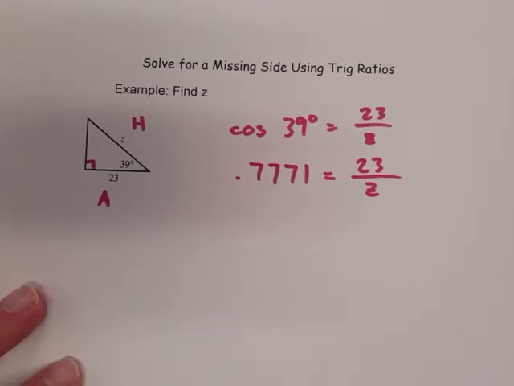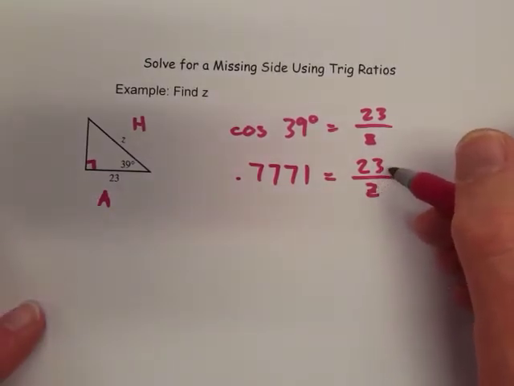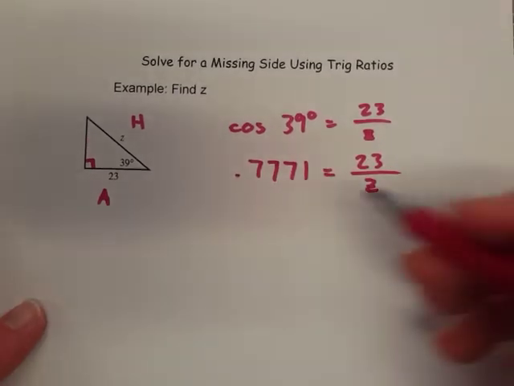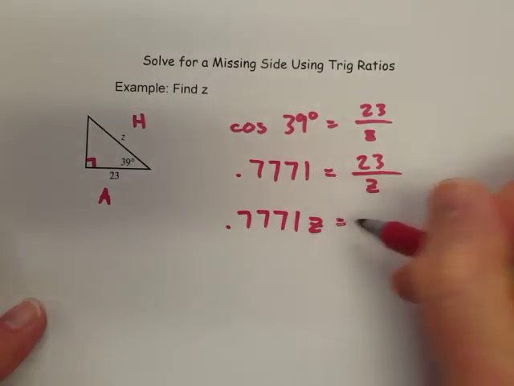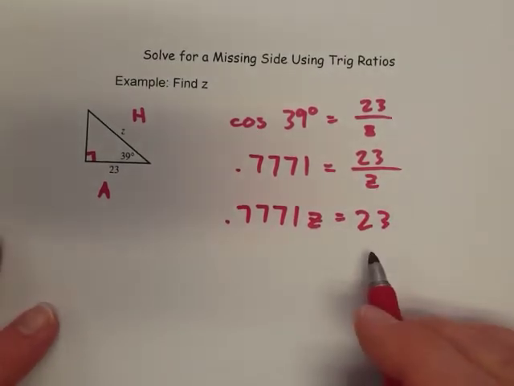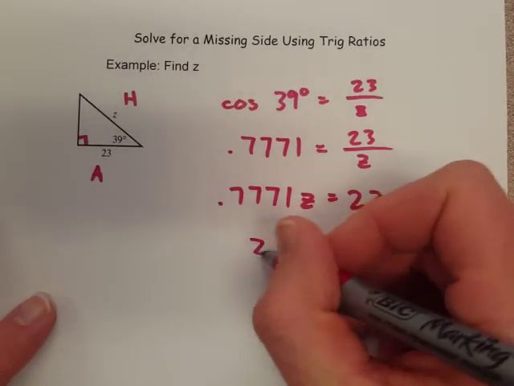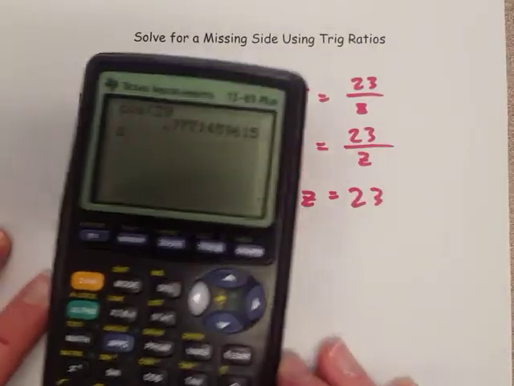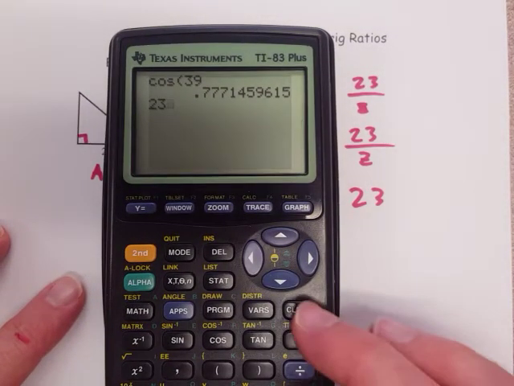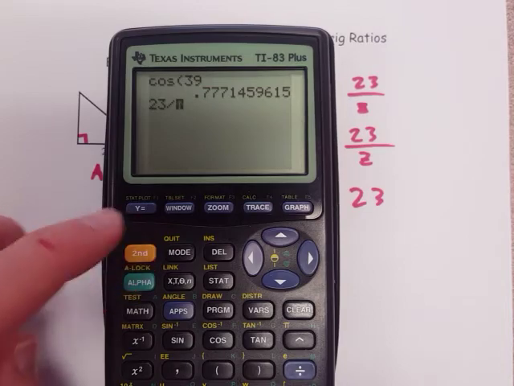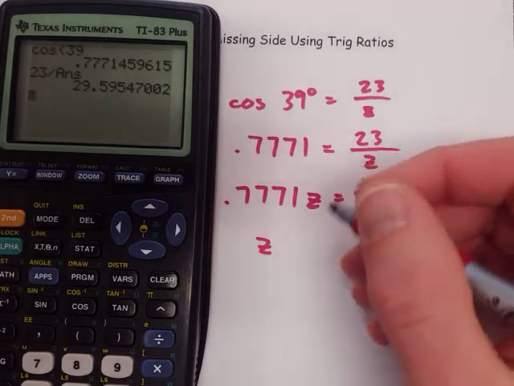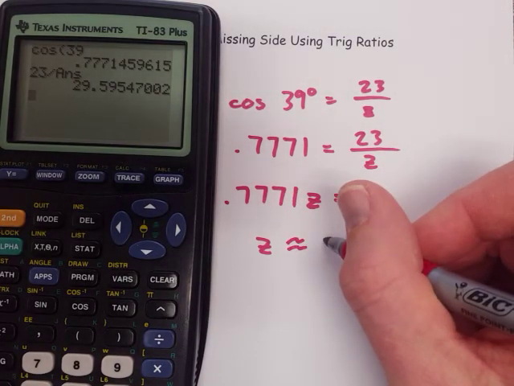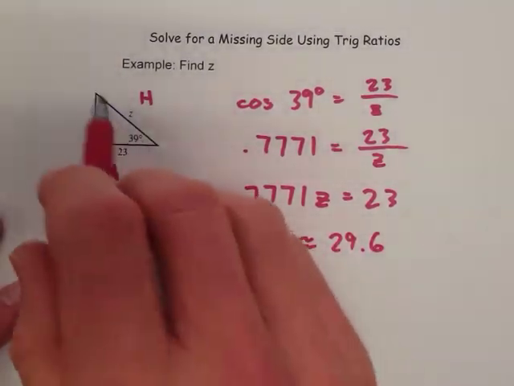Now we've got to solve this one. It's harder to solve with the z in the bottom, so you might have to move that first. Let's multiply both sides by z to get 0.7771z equals 23. And now we can divide and figure out what z is going to be here. So if we do that, we can take 23 and divide by the answer. I'm just doing second negative to get that shortcut. And then it's about 29.6 for z in this case. We're going to round it to 29.6, and that's the length of z in this triangle.